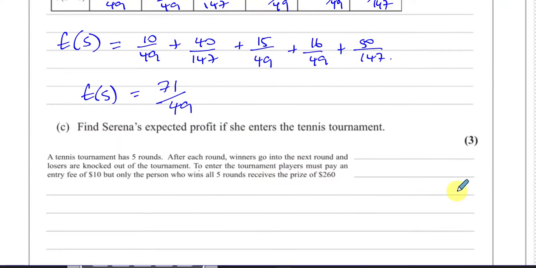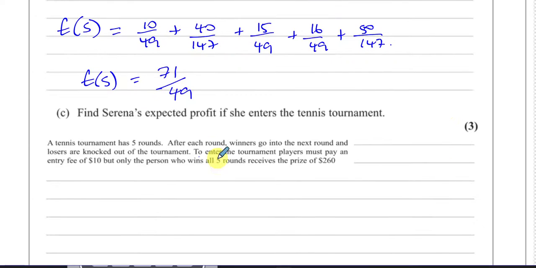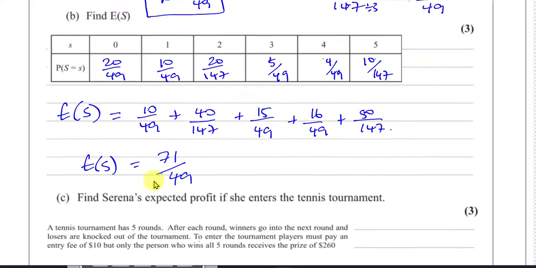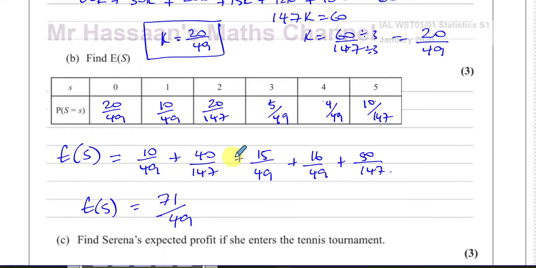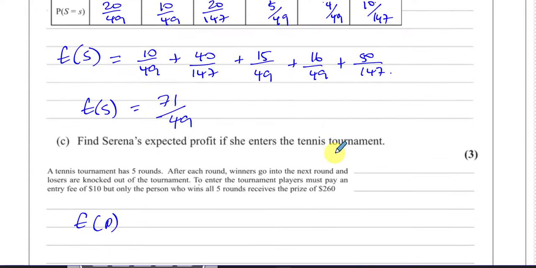Now, part C says, find Serena's expected profit if she enters the tennis tournament. So the expected profit, now, she's only going to get any money if she wins the tournament. And the probability of her winning the tournament is 10 over 147. That's the only time she'll get some money. So it's going to be 10 over 147 multiplied by the amount that she gets, which is 260. That's the expected income.